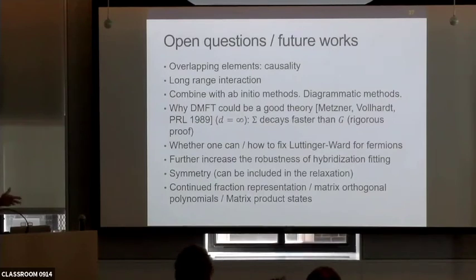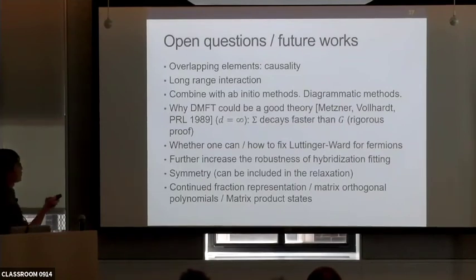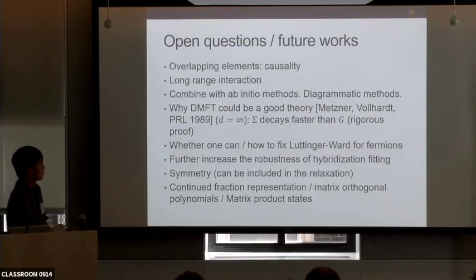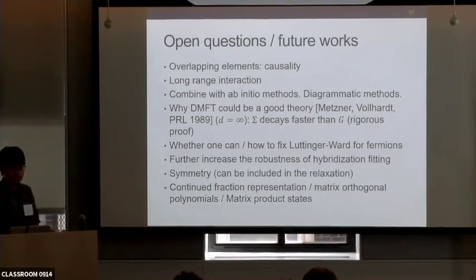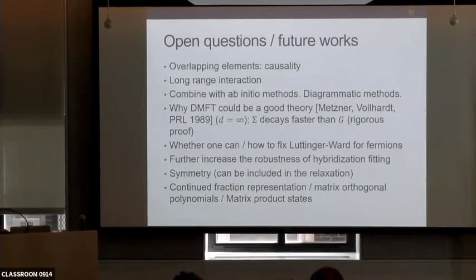That's a short paper. We have 2 long papers currently on arXiv. So feel free to let me know if you have any questions. And how to address the causality issue of the overlapping elements. Yesterday I learned about this called nested DMFT. How to deal with the long-range interaction. There is eDMFT, but whether there are better approaches. How to do this with ab initio methods, whether diagrammatic is the right way to address the weak interaction. Why DMFT is a good theory at all.